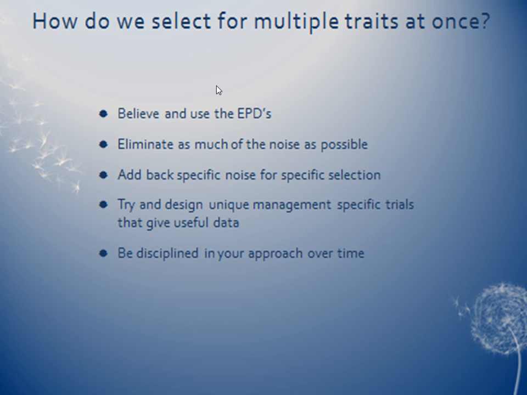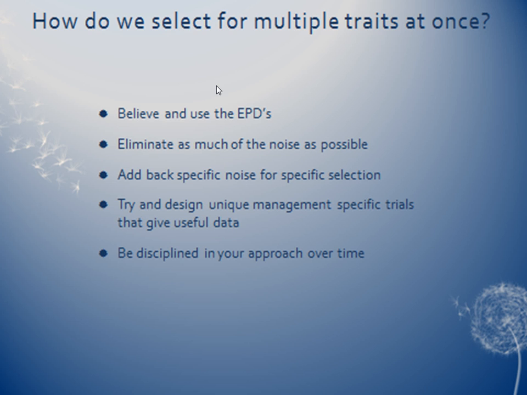But if you want to put a system together, what you've got to figure out is what your actual target is, and then eliminate as much of that noise as possible in developing a selection system. Then add back some specific noise, i.e. a challenge, whatever the challenge is that you're trying to address. And then try to design a unique management-specific trial that gives you useful data, because you're narrowing it down now to one thing that you're trying to do, as opposed to exasperating it by trying to do a bunch of things at the same time.